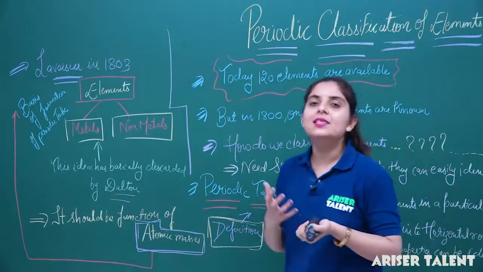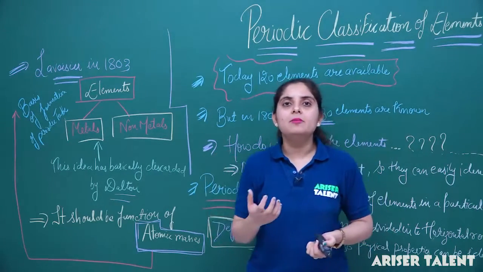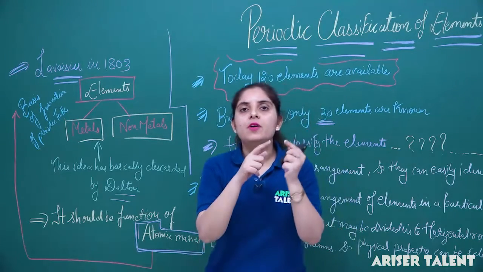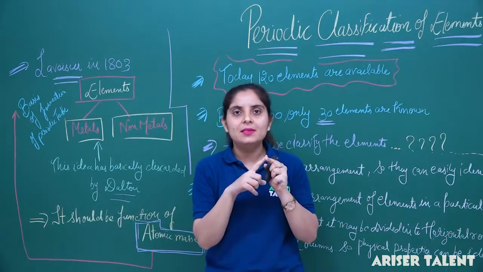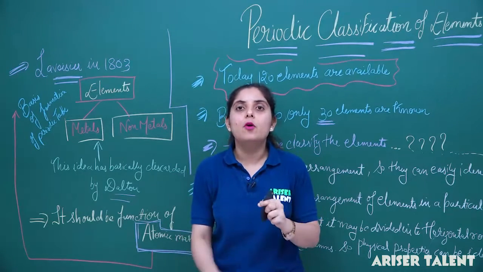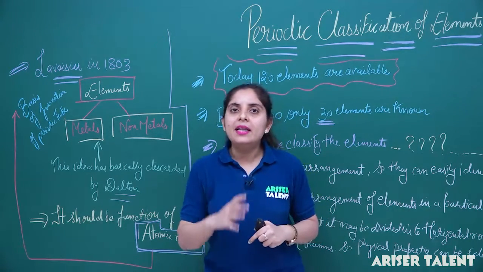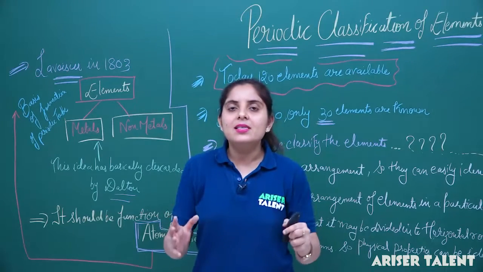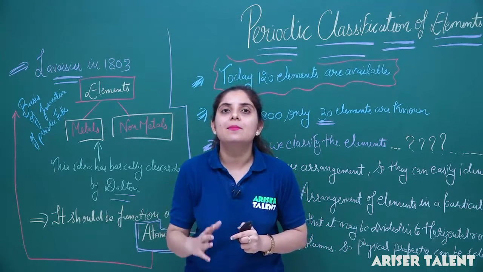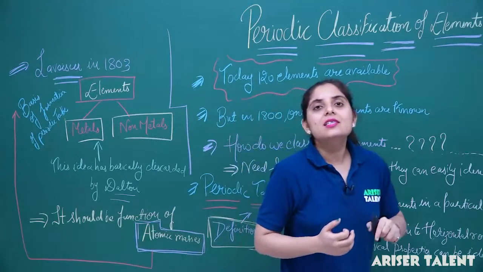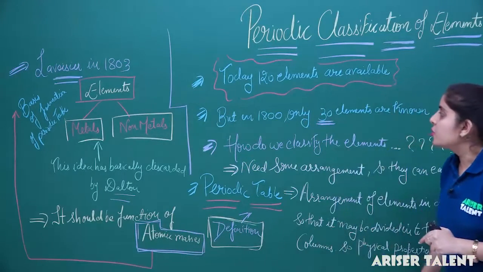Now we will discuss the early attempts for the periodic table. In the early attempts, firstly we have Dobereiner's triads. Secondly, we will discuss Newlands' law of octaves. Then we will discuss Mendeleev's periodic table, and lastly the modern periodic table, which is accepted worldwide after all these attempts. So let us discuss the early attempts at the formation of the periodic table.